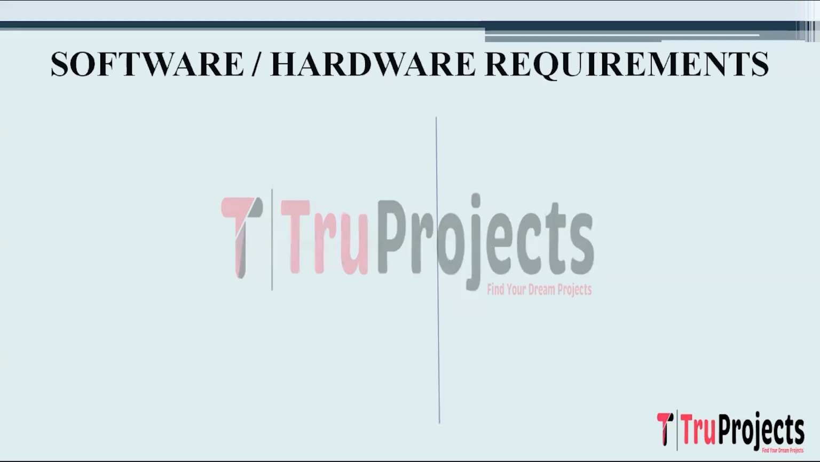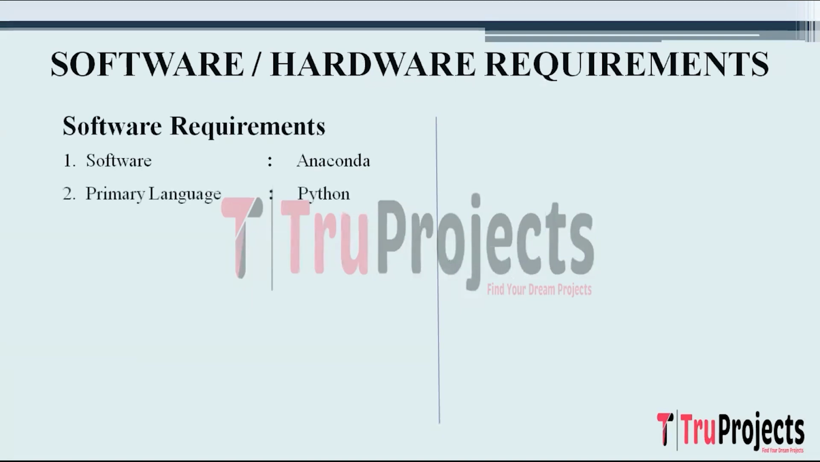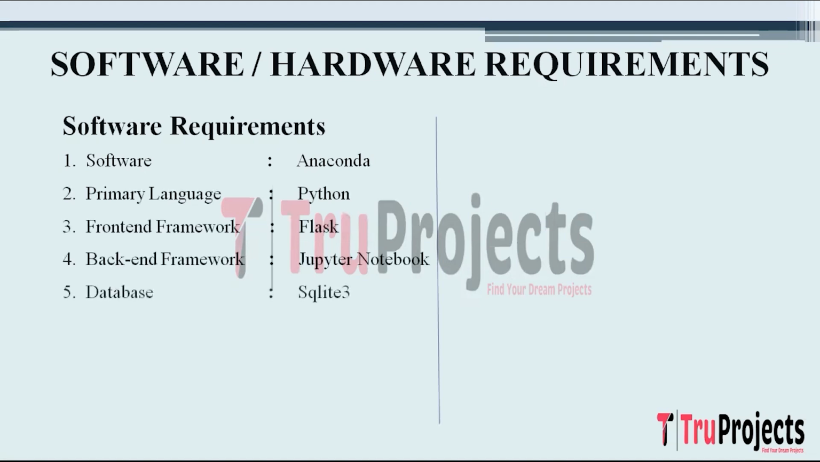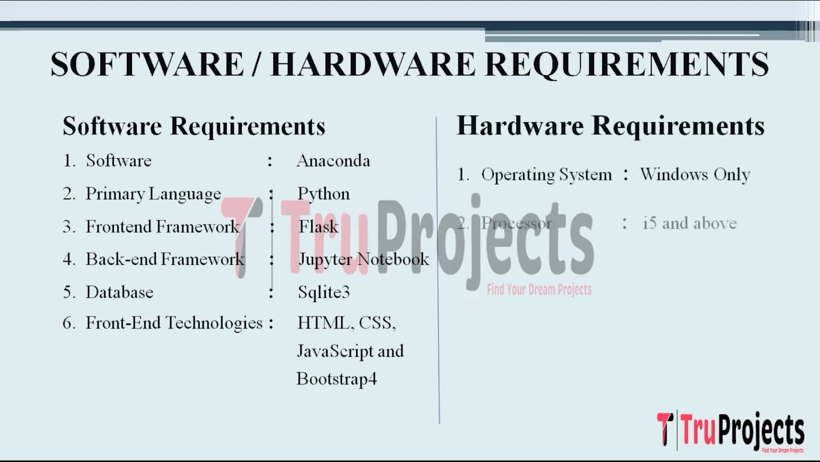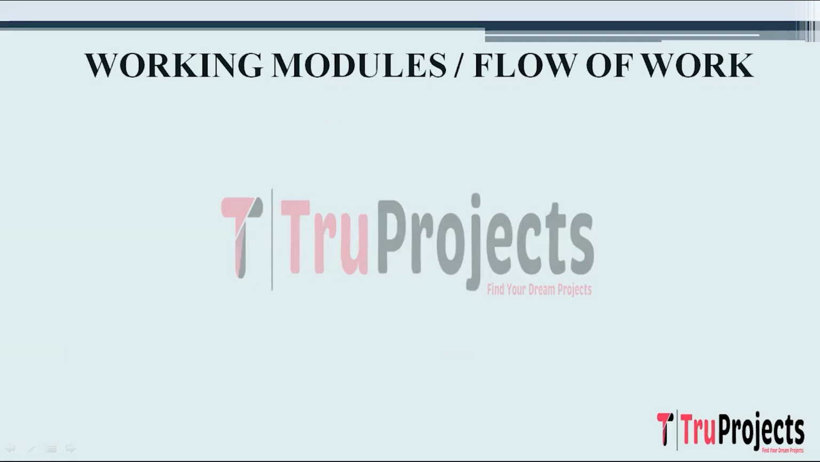Requirements needed to execute this project are software requirements. Software needed is Anaconda. Primary language used is Python. Front-end framework used is Flask. Backend framework used is Jupyter Notebook. Database used is SQLite 3. And front-end technologies used are HTML, CSS, JavaScript, and Bootstrap 4. Hardware requirements needed are operating system of Windows, processor of i5 and above, RAM of 8 GB and above, and hard disk of 25 GB and above. Now we'll discuss the working modules of flow of work.